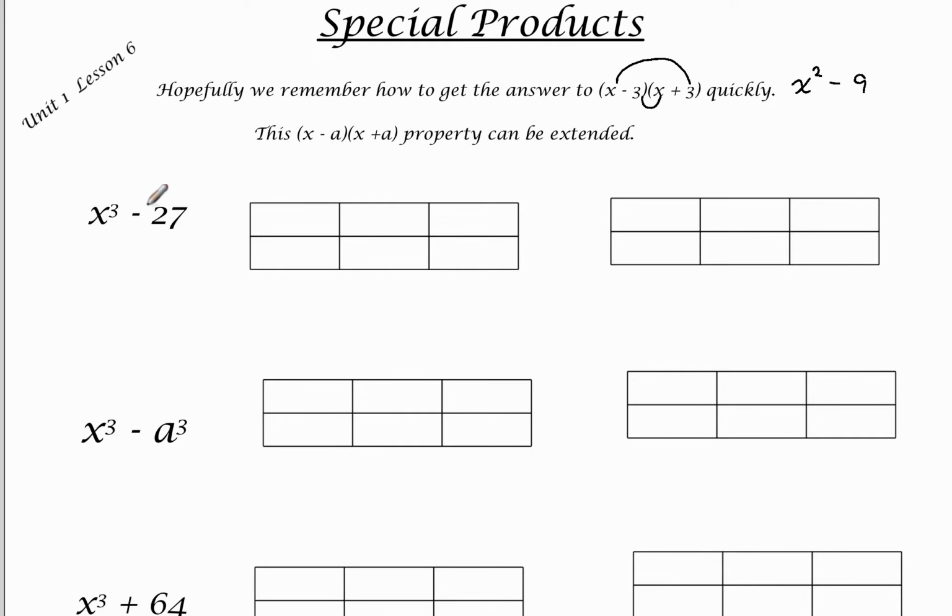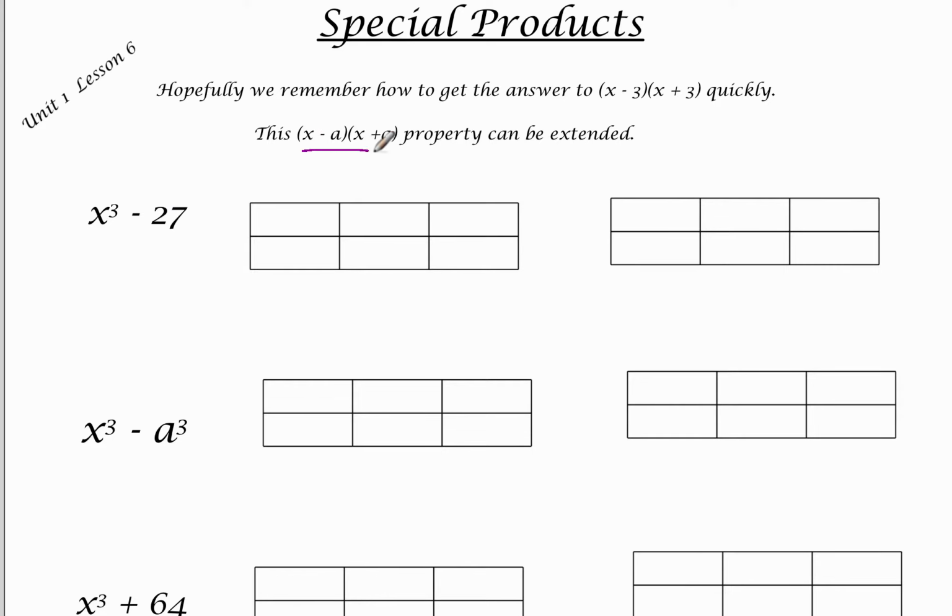So x cubed minus 27. If we gave this to you in 8th grade, I would have told you can't factor it. We can factor a difference of two perfect squares, but we can't factor a difference of two cubes, or can we? All right, x cubed minus 27.